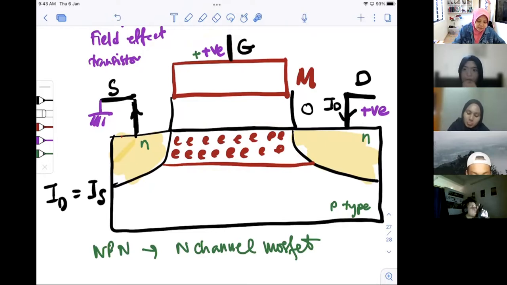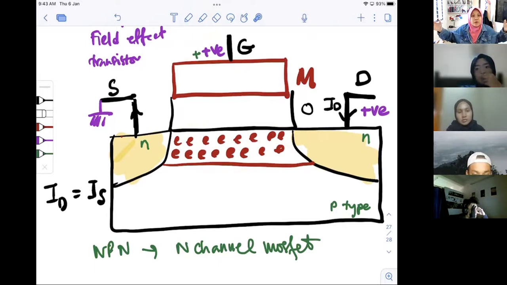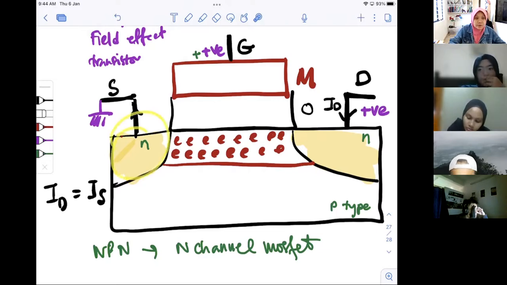this channel is like a bridge. If you drive a car and the bridge is bigger, the lane is bigger, 2 lanes compared to 1 lane, per unit time more cars can flow, right? So the same goes here. When you make it bigger, the lane is bigger. Therefore, per unit time, there are more carriers that can flow from the source to the drain. So that's why ID will increase.